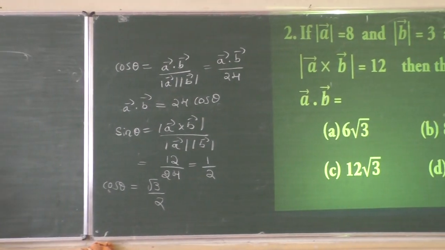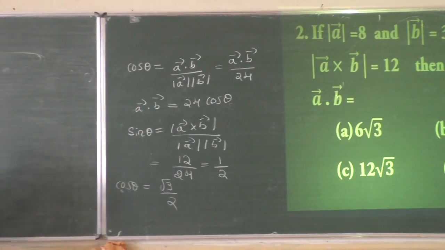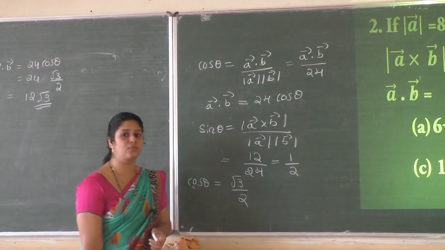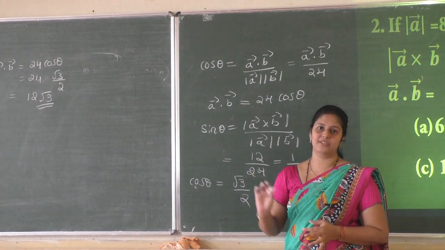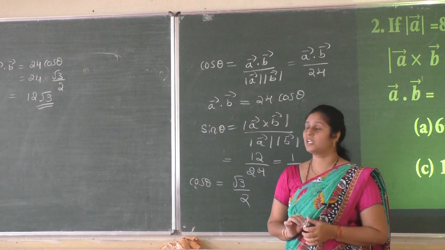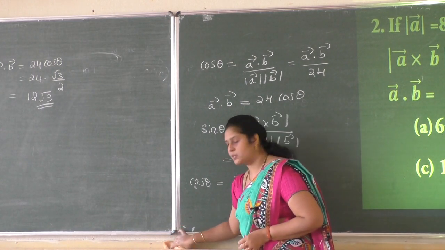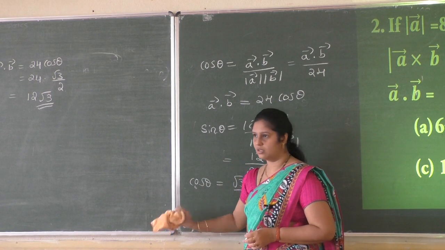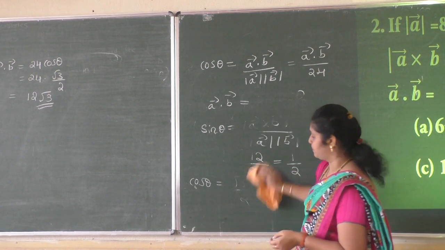So in the previous question, I wrote one formula, that is, magnitude of vector A cross vector B square plus magnitude of vector A dot vector B square is equal to magnitude of vector A square, magnitude of vector B square. That formula also you can use, but remember that only if vector A dot vector B is positive can you use that formula; otherwise you have to write this formula.